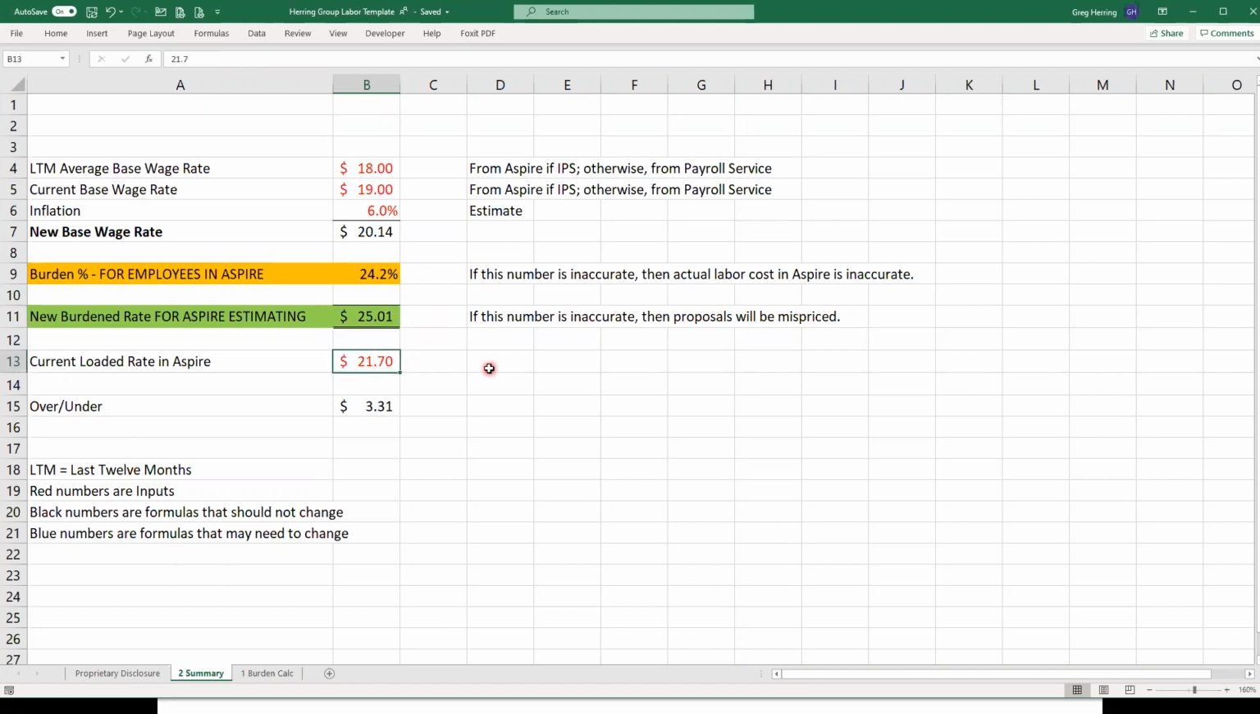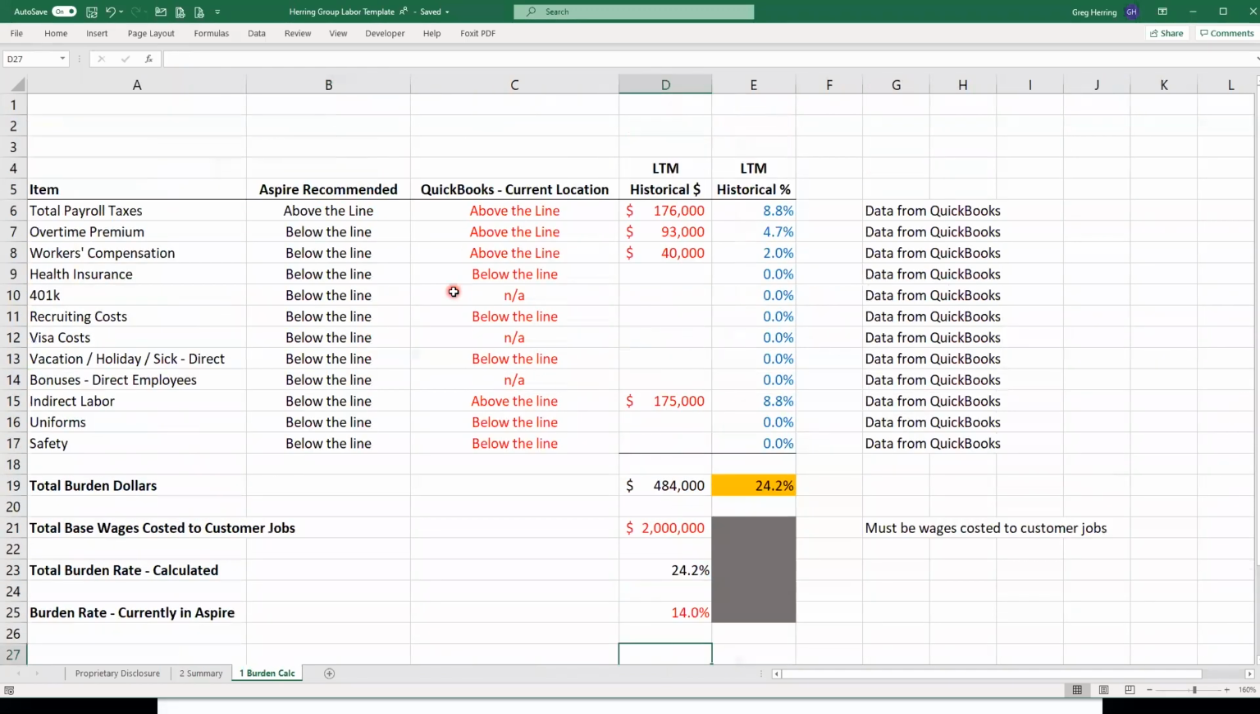It's kind of a smell test, 21.70, and we're thinking, okay, our estimates are currently going out $3.31 under. Does that sound reasonable? Are we missing something? Is the data skewed? Just a reasonableness test. All right, so that's the burdened rate. Let me show you how to calculate burden, and then we'll pause and take questions on what goes into burden, or any questions about the calculations or Aspire as it relates to payroll.